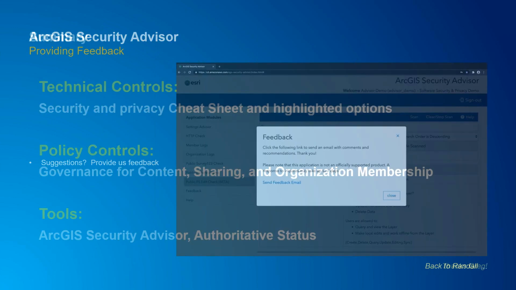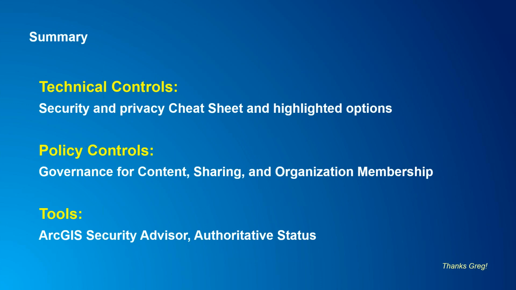So finally, as a summary here, we went over some technical controls that we can work through, including the security and privacy cheat sheet. We went into detail on some of the highlighted options that we hope folks consider. We discussed a lot of things that might be new to some folks, including policy controls and introducing some level of governance for the content that you share, how you go about sharing it, whether it's going to be public content or non-public content, and reviewing your organization membership for configuration drift and permission drift and other subjects like that.